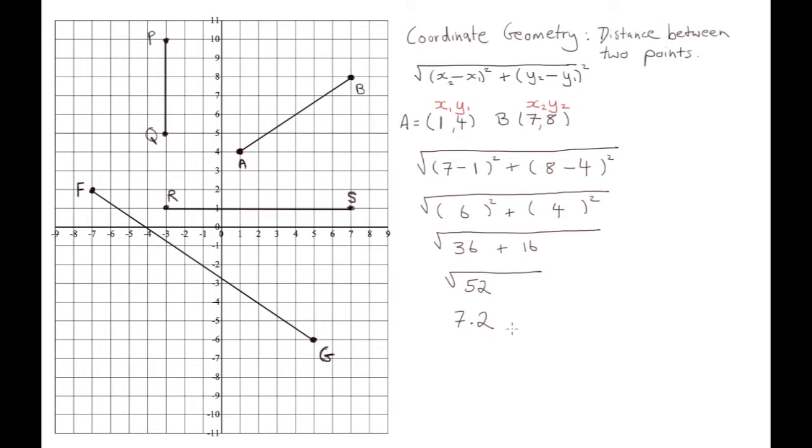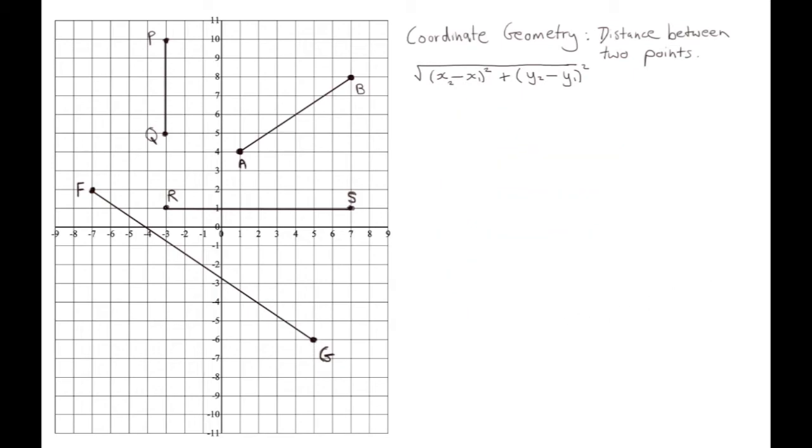And now we've figured out the length of the line A and B, or A to B. We figured out the length of the line AB. The distance between A and B is 7.2. Okay.